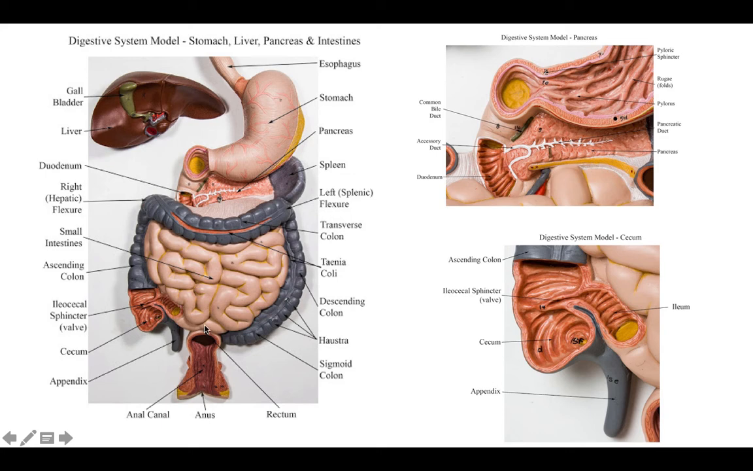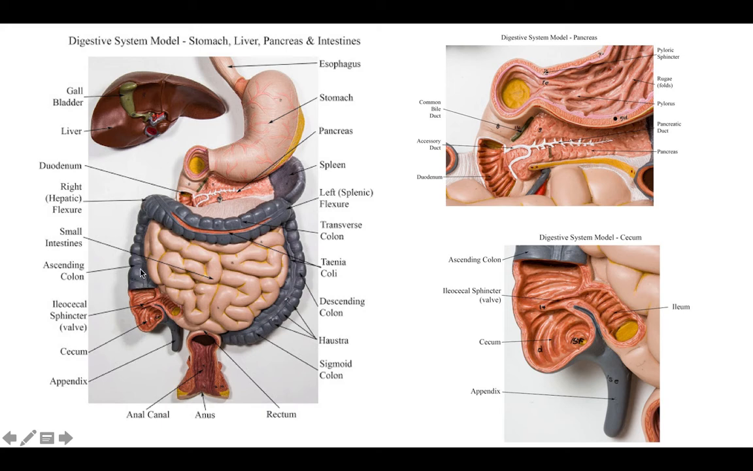So those are the main structures of your large intestines. And the main function of your large intestines is, again, for absorption, but primarily for absorption of water in this case. And so you do have these pouches called the haustra, and these pouches are created by these three longitudinal muscles called the tinea coli.